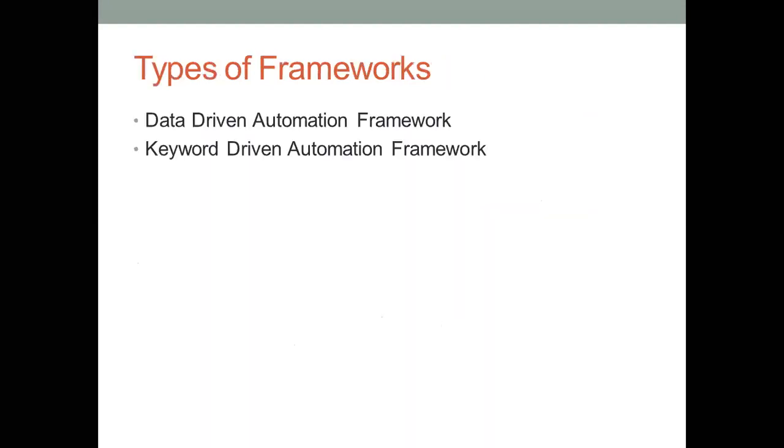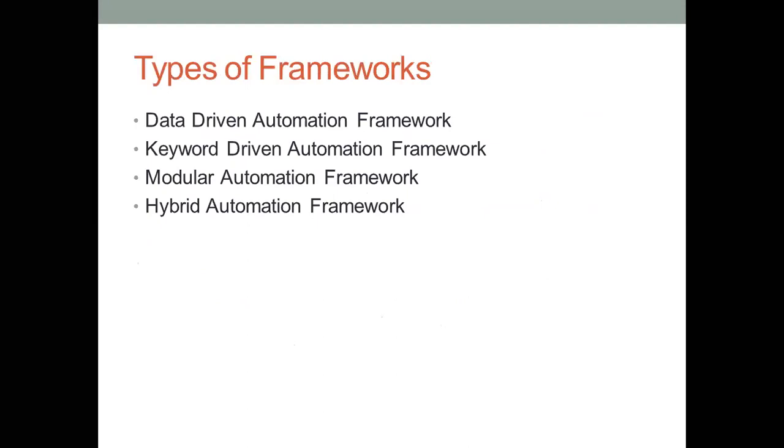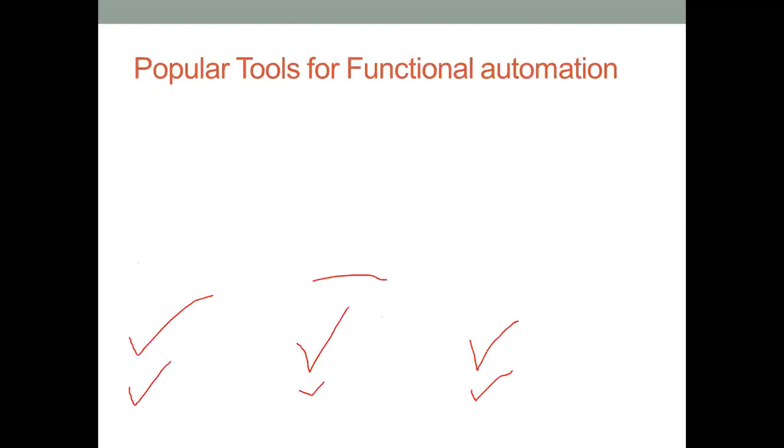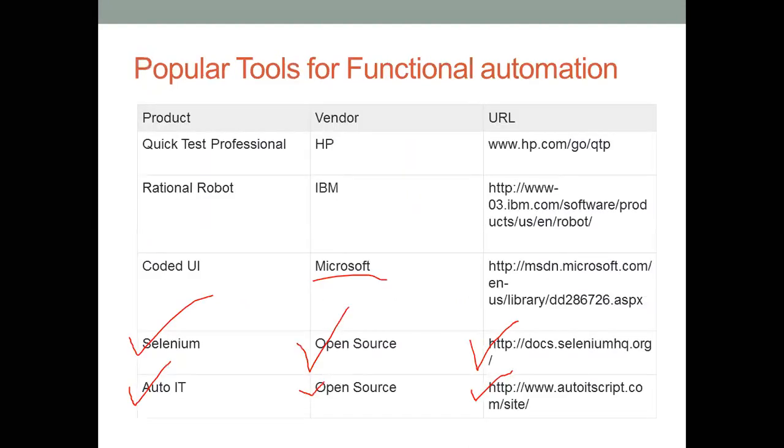Then frameworks, 4 frameworks are there: data driven, keyword driven, modular, hybrid. Then we have seen functional and non-functional automation tools. First are the functional automation tools: HP QTP, IBM Rational Robot, Coded UI, and fourth is the very famous popular tool Selenium, which is open source, and last is AutoIT, that is also open source.